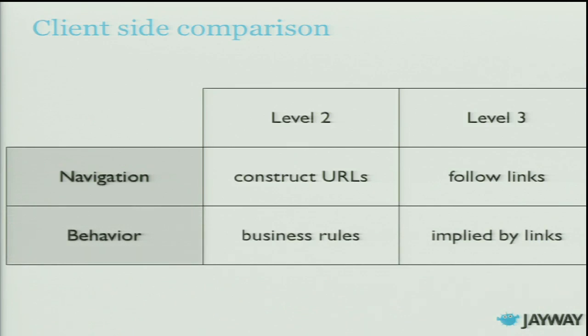So if we look at the behavior, what behavior is available? Let's say we take the book example again. If the client should be able to display the download button, if you want to download, the client needs to know, can I download the book or not? At level 2, you need to have some business rules in the client, so the client knows what to display or not. But in level 3, if the download link is available, you can download the book.